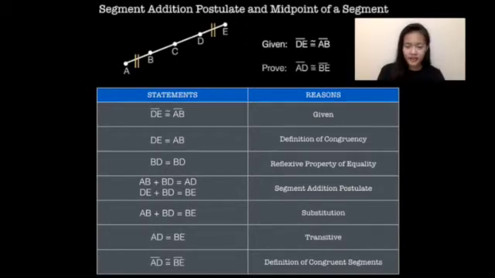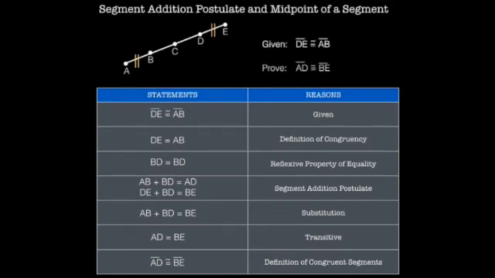To end it, we have to show that the previously stated portion is congruent to each other. So we use definition of congruent segments once again to state that segment AD is congruent to segment BE. We can see that this is similar to the proving portion that was given earlier. So these are the 7 steps needed to prove that segment AD is congruent to segment BE, using segment addition postulate and midpoint of a segment.